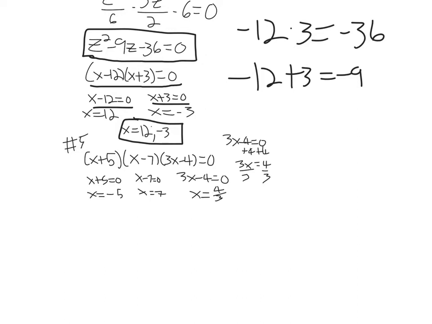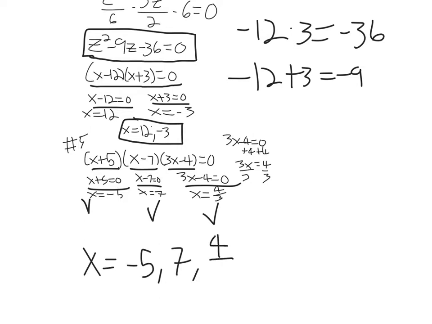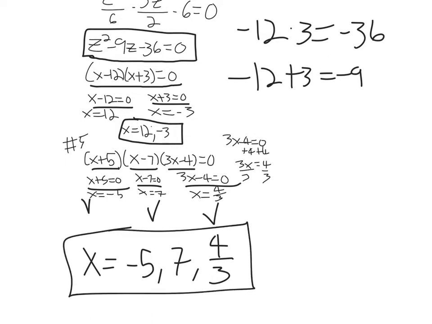Now for the next problem, instead of 2 like we've been having for the other ones, you have 3. So it would be x plus 5 times x minus 7 times 3x minus 4 equals 0. And nothing changes here, you just have another set of parentheses to deal with, so it'd be x plus 5 equals 0, x minus 7 equals 0, and 3x minus 4 equals 0. So for this one, x would equal negative 5, x equals 7, and x equals 4/3. So your three answers would be x equals negative 5, 7, and then 4 over 3. And those would be your three answers for problem number 5.